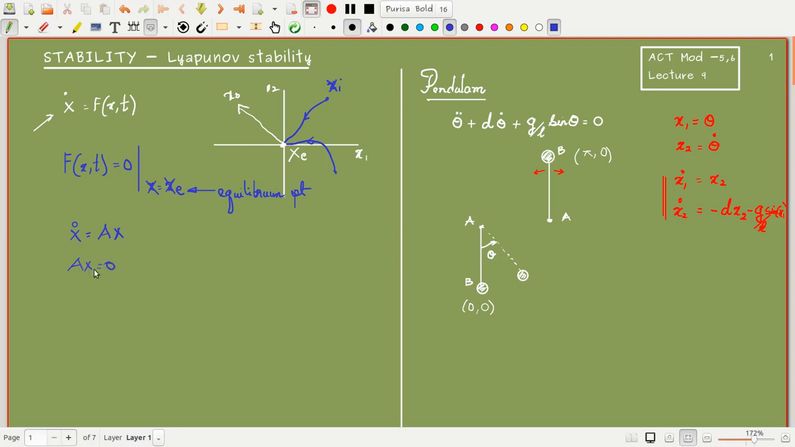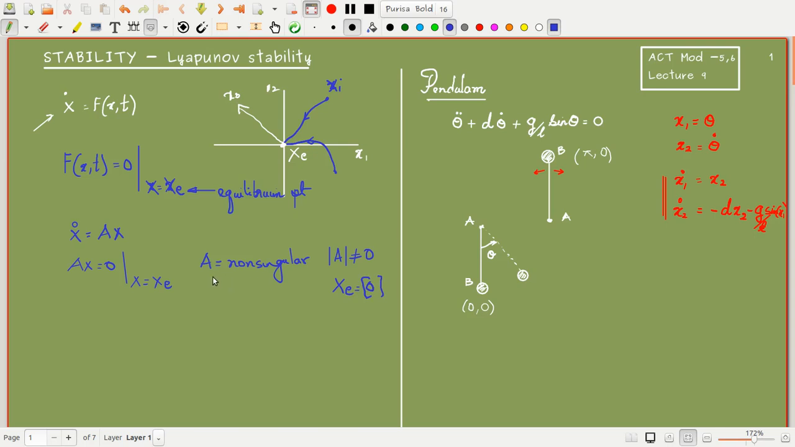The point at which Ax becomes 0 is the equilibrium point. Now, if A is non-singular, that means the determinant of A is not equal to 0. If the determinant of A is not equal to 0, the only value of the equilibrium point would be the 0 point. xc would be the 0 point. If it is an n-vector, it should be 0 0 0 0 up to n. All the states would be 0.